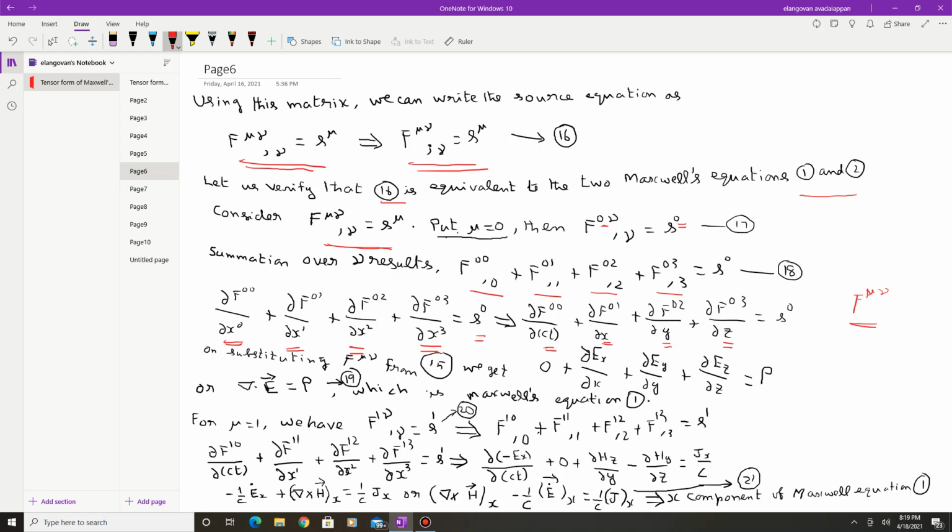So from the matrix we see that F 00 is 0, therefore the first term is 0, and F 01 is equal to Ex. So we substitute Ex here. F 02 is Ey. F 03 is Ez. So from the matrix F mu nu, you just substitute the values of F 00, F 01, F 02, F 03. You will get this expression: partial dEx by dx plus partial dEy by dy plus partial dEz by dz is equal to S 0. And what is S 0? The 4-vector's first component is rho.